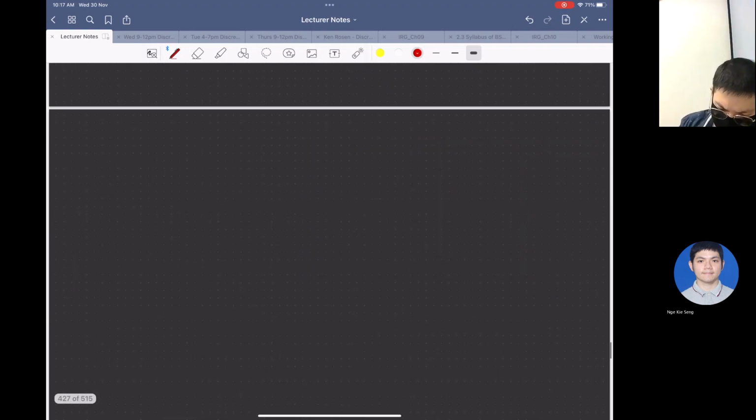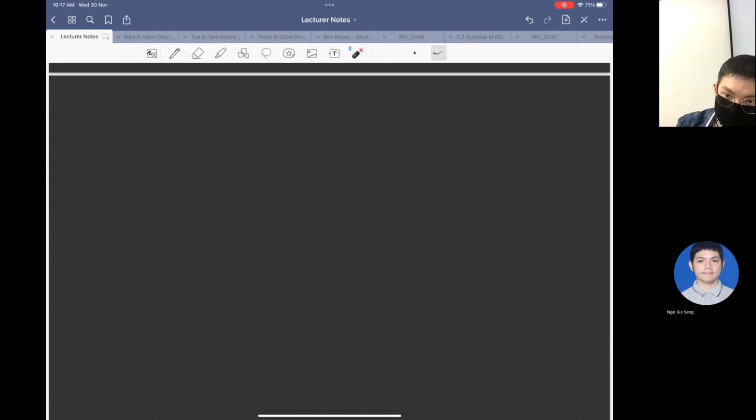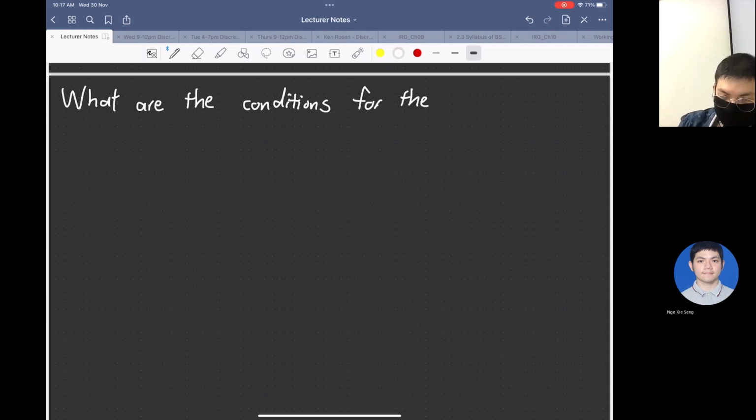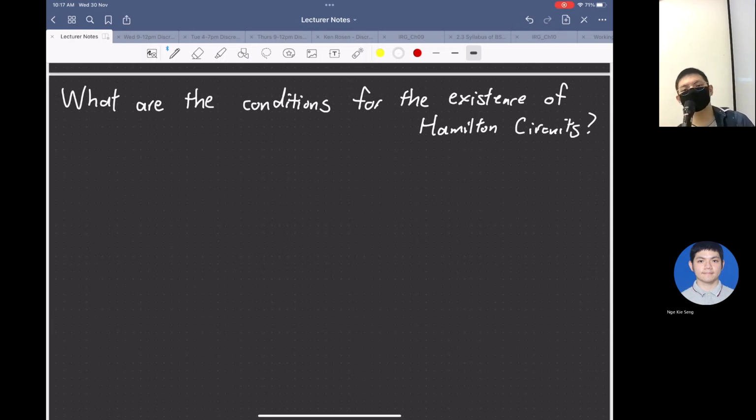Okay, so what are the conditions for the existence of a Hamilton path? What are the necessary conditions or sufficient conditions for the existence of a Hamilton circuit? It turns out that there's no easy answer to it. But there are a few properties we can consider.